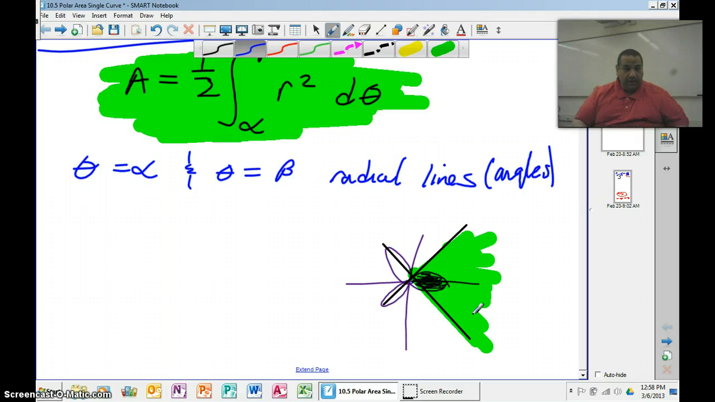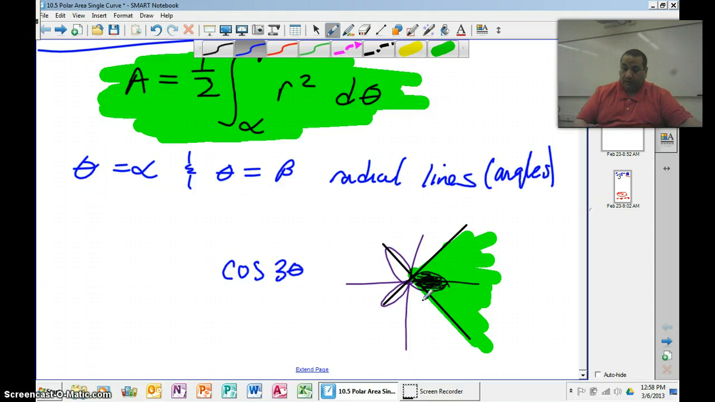So hopefully you learned this and you looked at it, that it has to be 3 cosine of 3 theta. That has to be our formula, because we know if n is odd, it's that many number of petals. If n is even, then it's double the amount of petals. So this is what I'm looking at, this rose.